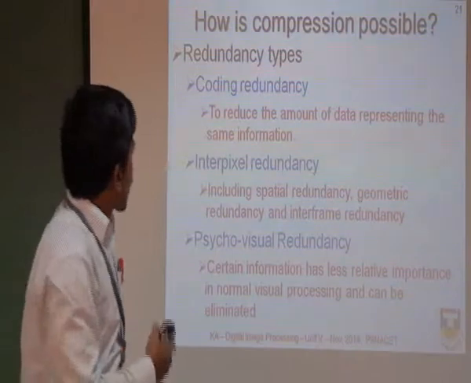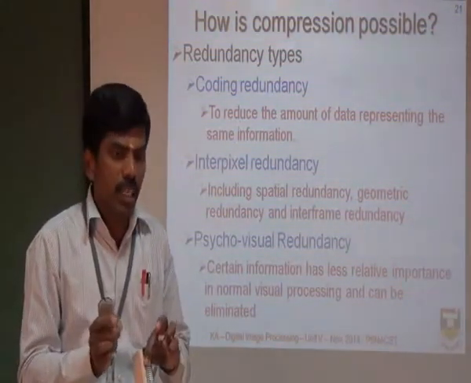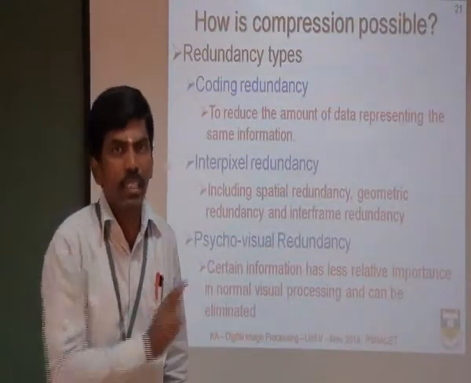So what is the redundancy type? Coder redundancy is the redundancy in the amount of data used to represent the image. How many bits do we need to represent any image or pixel? That is called coder redundancy.